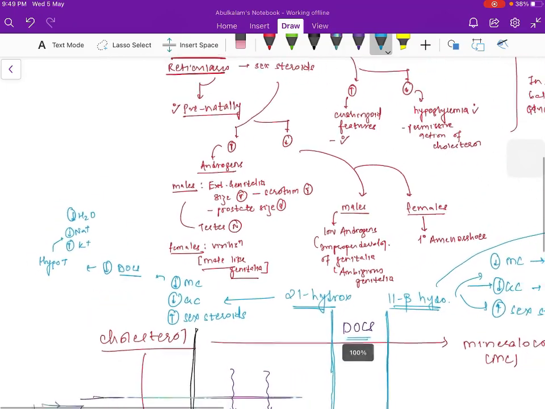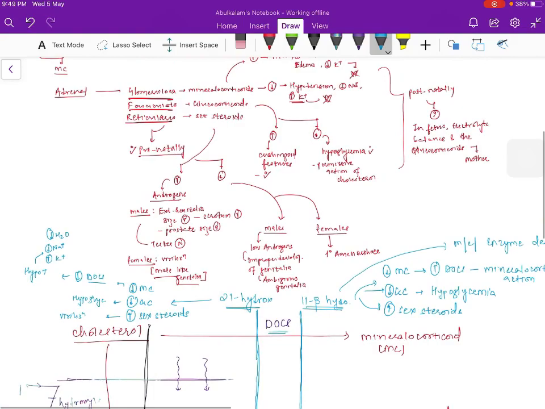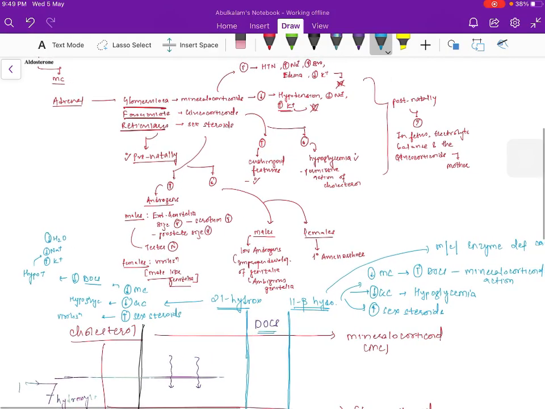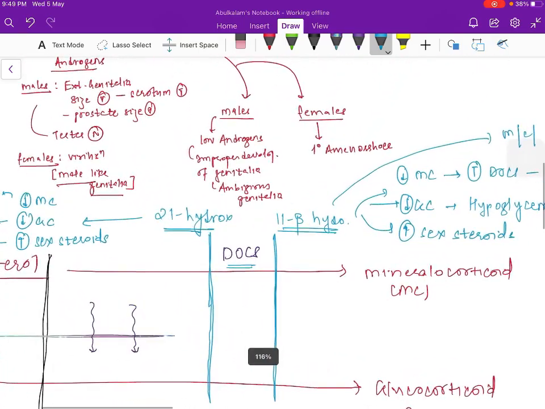So we have studied two enzymes, one in front of the DOCS, one behind. One in front which will present with decreased DOCS, that will lead to hypotension, and one behind which will present with increased DOCS, that will lead to hypertension, and the rest of the features are almost similar in both the enzymes, right? So we have done two enzymes.